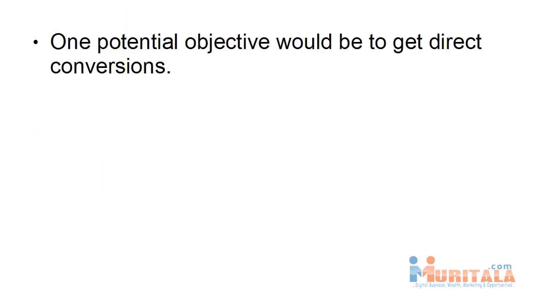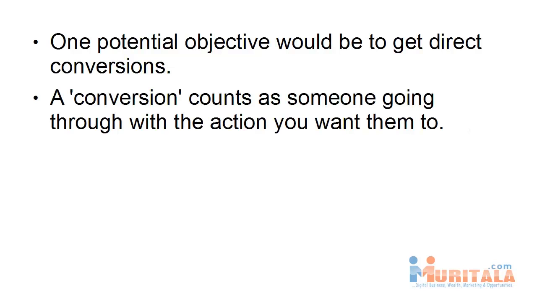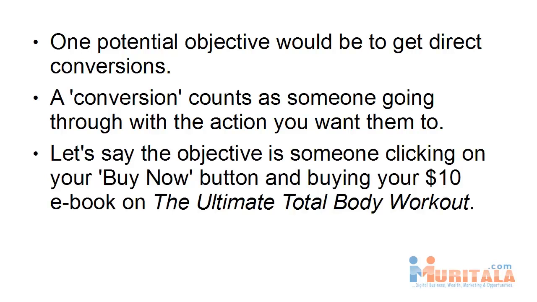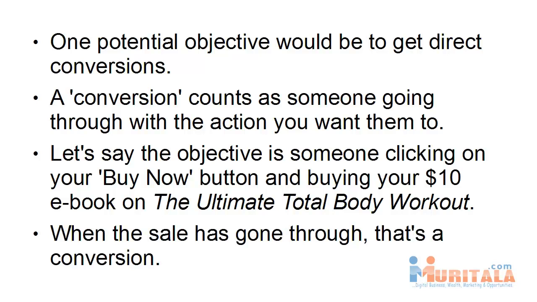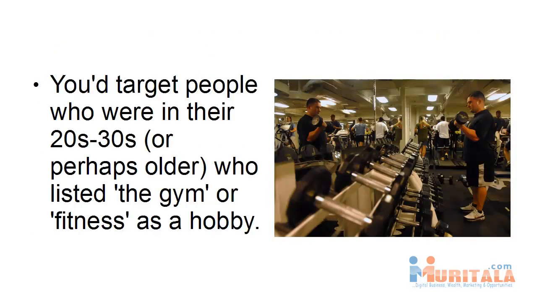Now, one potential objective would be to get direct conversions. And a conversion counts as someone going through the action that you want them to. So let's say the objective is someone clicking on your Buy Now button and buying your $10 ebook on the Ultimate Total Body Workout. And when the sale has gone through, that's a conversion. So it's making a direct sale from your website via a Facebook ad. Fairly straightforward. So what you do for this ad is you would target people who were in their 20s or 30s or perhaps older, who listed the gym or fitness as a hobby in their Facebook profile.